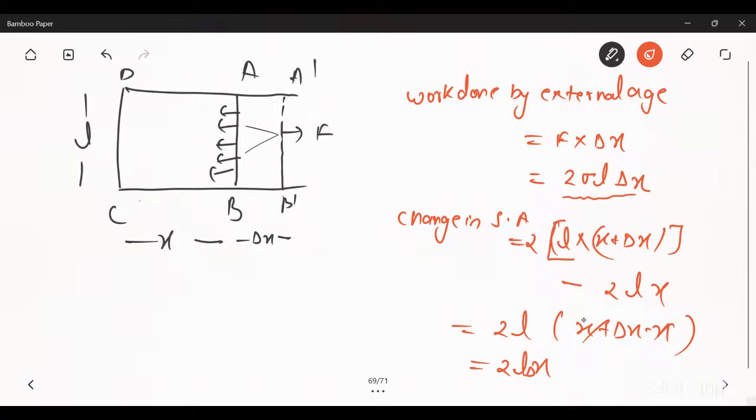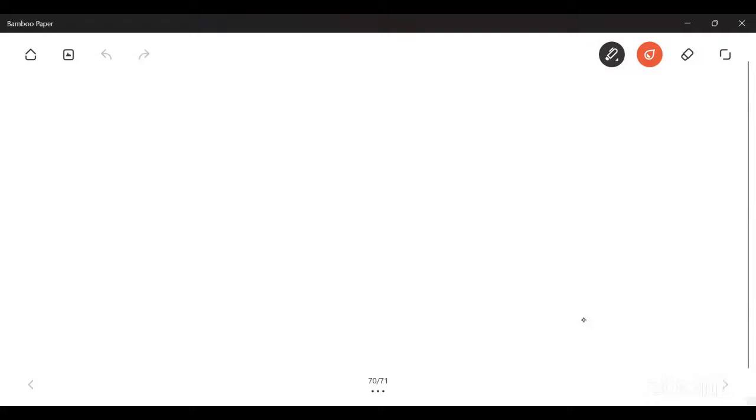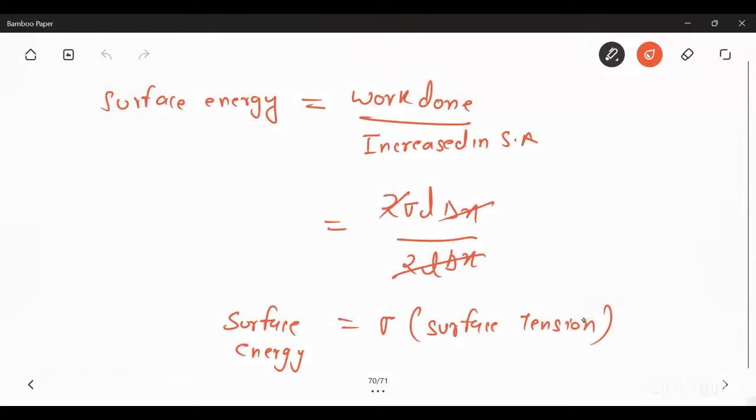The change in surface area is the final surface area minus the initial surface area. The final surface area is A dash B dash C D, and the initial surface area is ABCD. So the change in surface area is 2L into x plus delta x minus 2Lx. On solving, we get 2L delta x as the value. Putting those values in the formula of surface energy, we get surface energy equal to surface tension. So that was the main part.